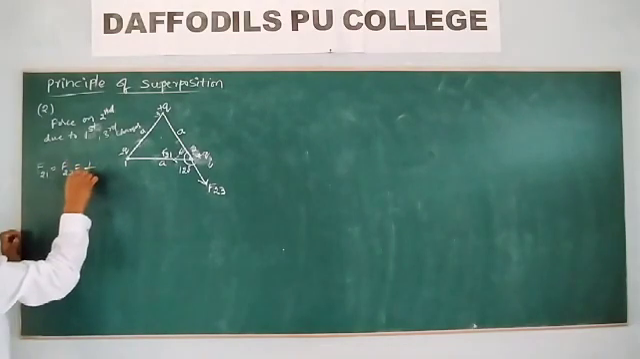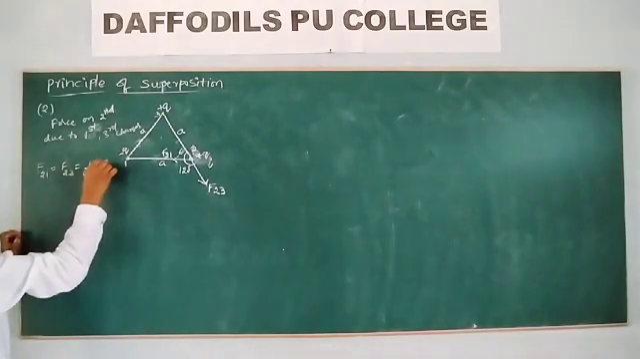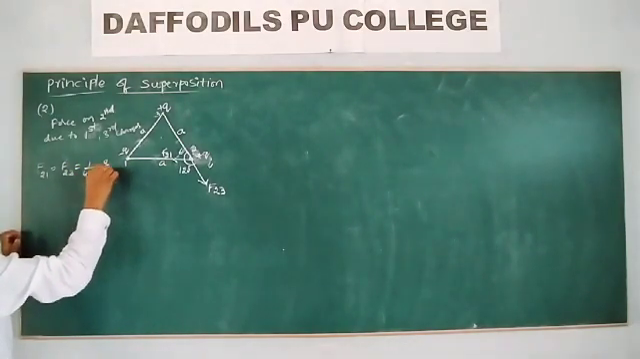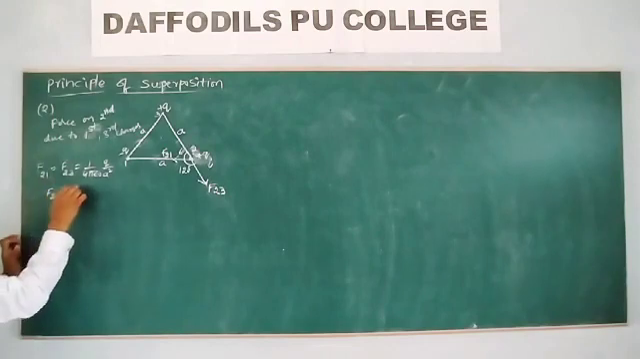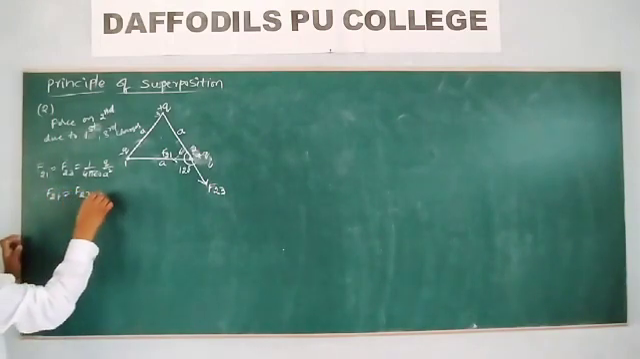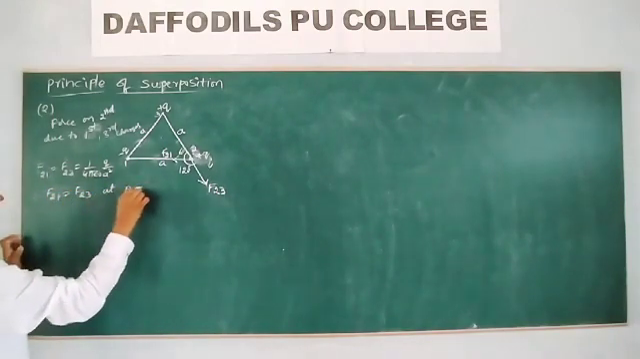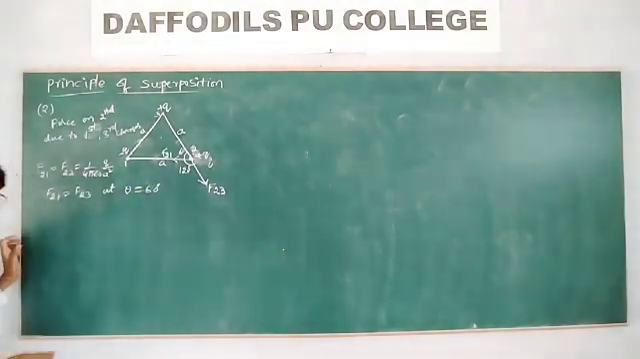Then what do I get here? F = 1 by 4 pi epsilon naught q by a square. Therefore, F21 is equal to F23 and theta is equal to 60 degrees.